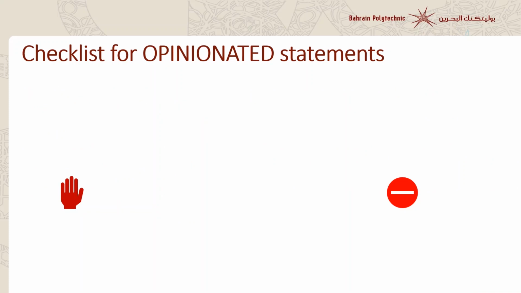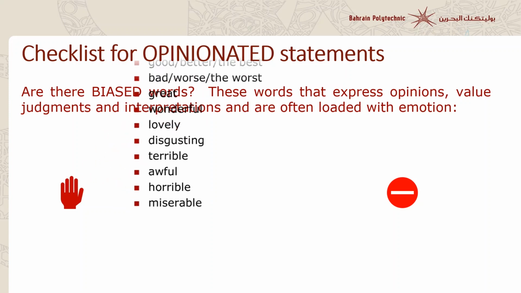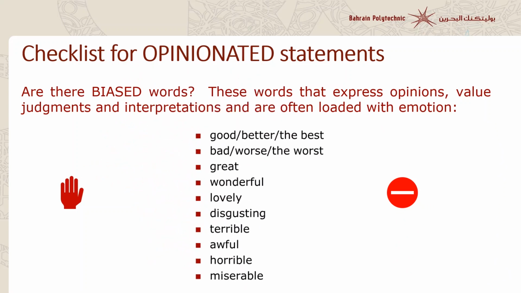Now let's go through another checklist. This is the checklist for opinion-based statements. First up, you have to ask yourself as you read, are there biased words? What are these? Biased words are those words that express opinions, value judgments, and interpretations and are often loaded with emotion. Examples of these words are what you see on the list right now. And again, this is not an exclusive list.